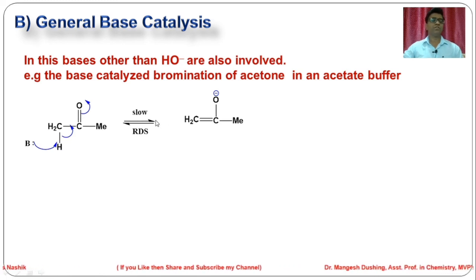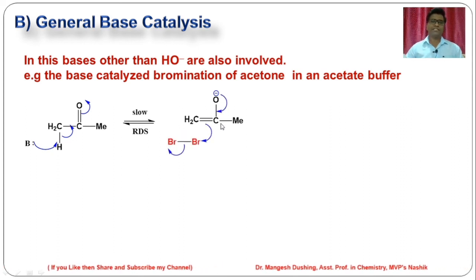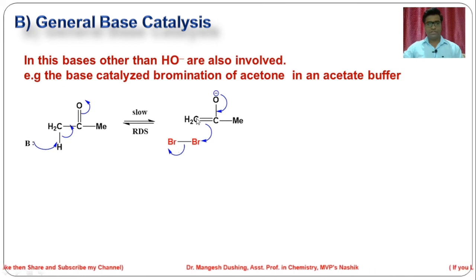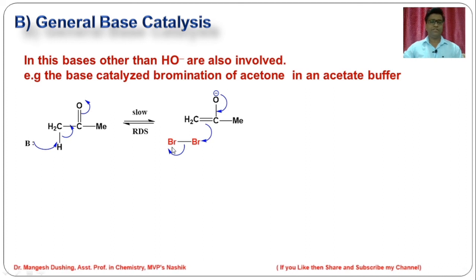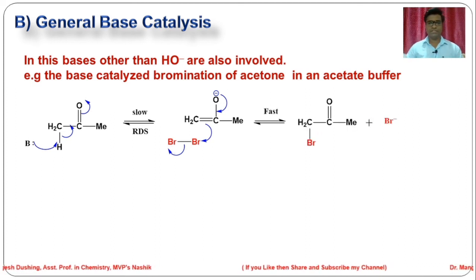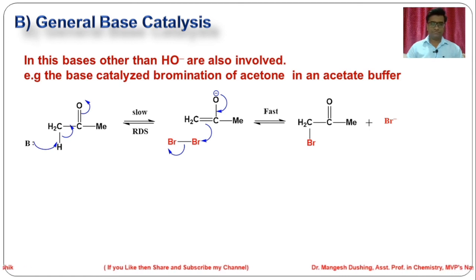This is a very slow step. Now this carbanion attacks the Br2. So, bromination of the alpha carbon. This O minus comes inside, this pi bond attacks one of the Br, and one Br minus will leave. So alpha bromination will take place. Now this is a very fast process. So, alpha bromination of acetone.